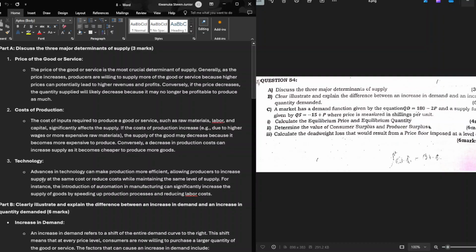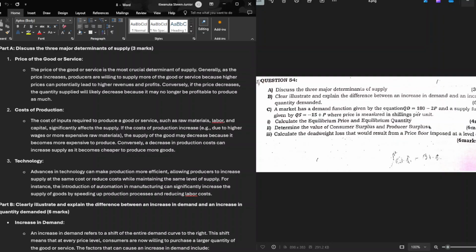Level of technology. Advances in the level of technology can make production more efficient. What does that mean? Using the same level of input capital, more of that good can be produced. For instance, the introduction of automation in manufacturing can significantly increase supply of goods by speeding up the production process. So remember to give the other side. However, low levels of technology lead to low supply because less is produced considering the same level of capital input.